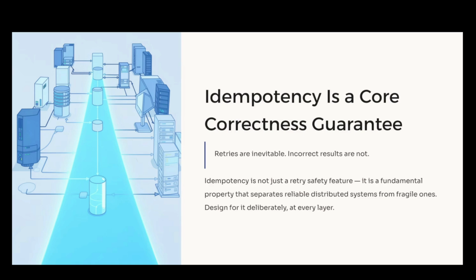Closing insight. To conclude, idempotency is not just a retry safety feature, it is a core correctness guarantee in distributed systems. Because retries are inevitable, but incorrect results are not. That is what we must prevent.